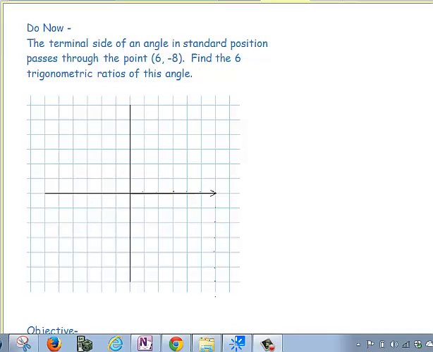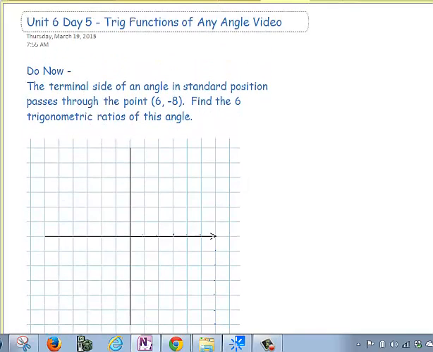Hello everybody, this is Mr. McAllen and we're on day 5 of unit 6 of the flipped classroom. So we're going to be working on trig functions of any angle. There are three types of problems we're going to work on.